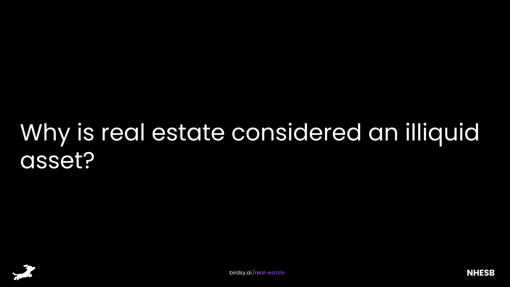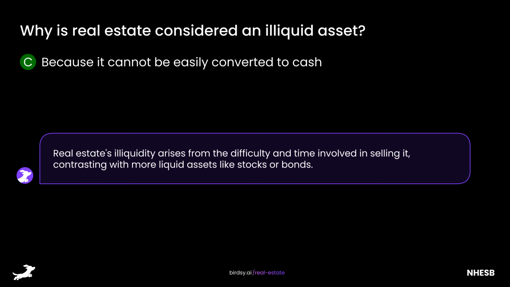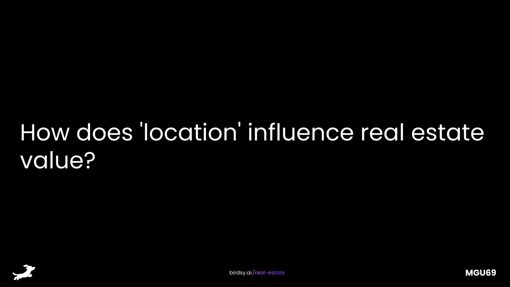Why is real estate considered an illiquid asset? Is it A, because it depreciates over time, B, because of its high transaction costs, C, because it cannot be easily converted to cash, or D, because it's heavily regulated? The answer is C, because it cannot be easily converted to cash. Real estate's illiquidity arises from the difficulty and time involved in selling it, contrasting with more liquid assets like stocks or bonds.